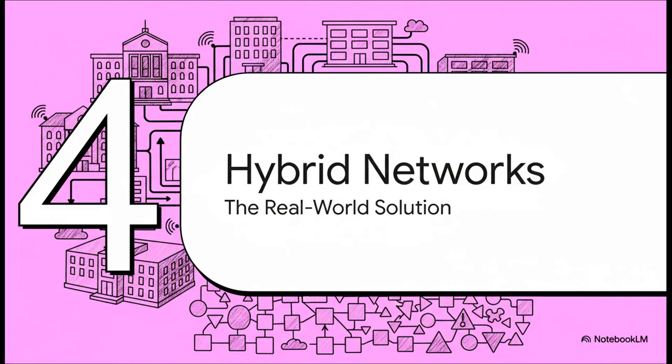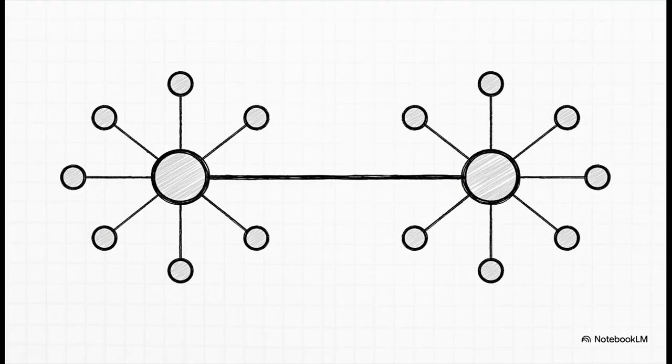Okay, so let's recap. We've got the simple but weak designs. We've got the solid, reliable star. And we've got the ridiculously complex but bulletproof mesh. So the big question is, what do people actually use in the real world for something big like a university or a huge company? Well, the answer is we kind of cheat.